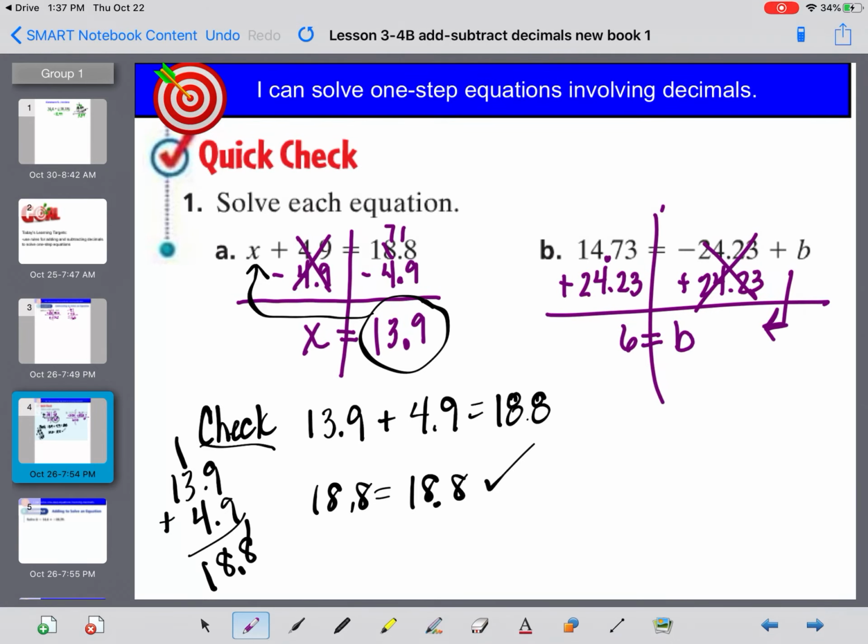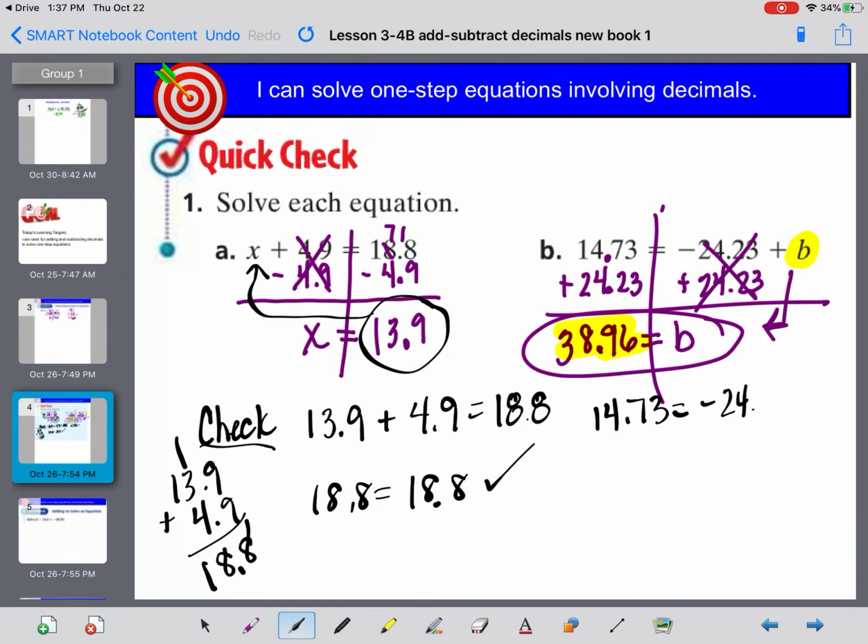So when I add these, notice I've lined up the decimal points. 3 plus 3 is 6. 7 plus 2 is 9. 4 plus 4 is 8. 2 plus 1 is 3. 38 96/100. To be sure I got the answer right, I will plug that number up here into my original problem and compare the answers.